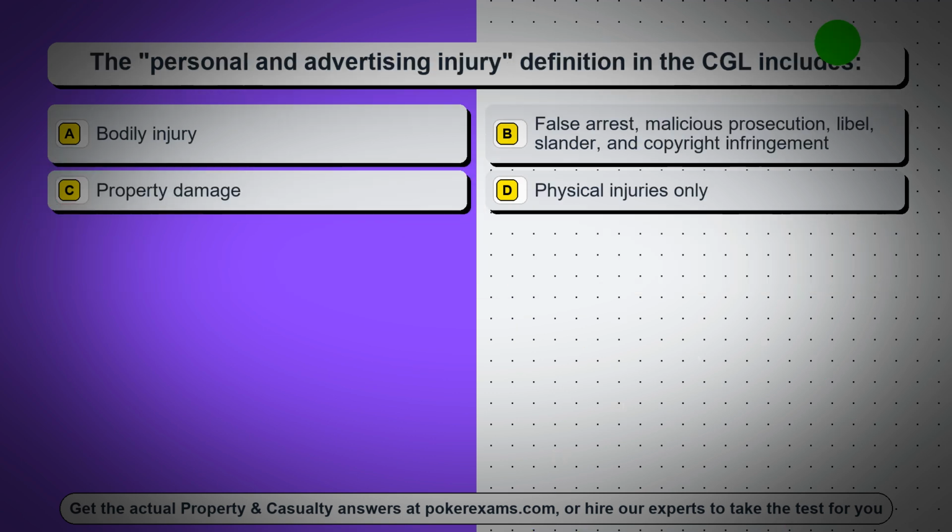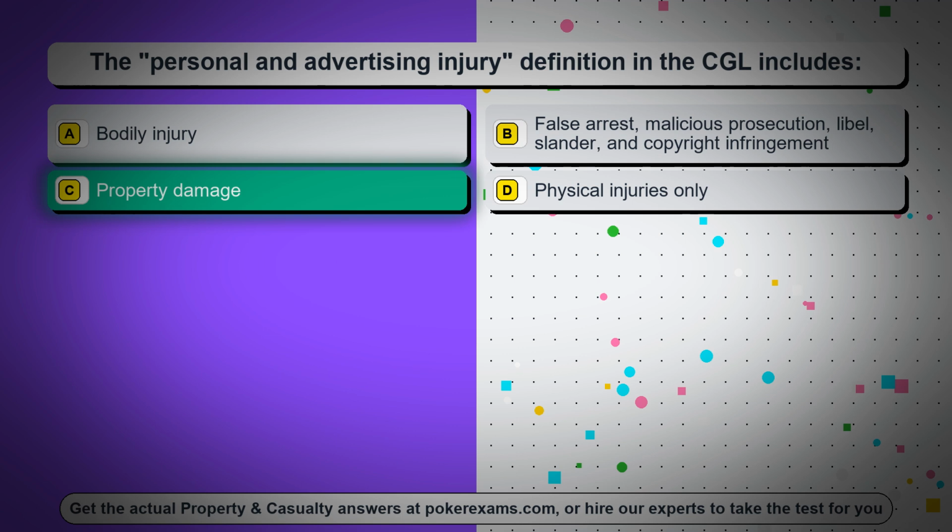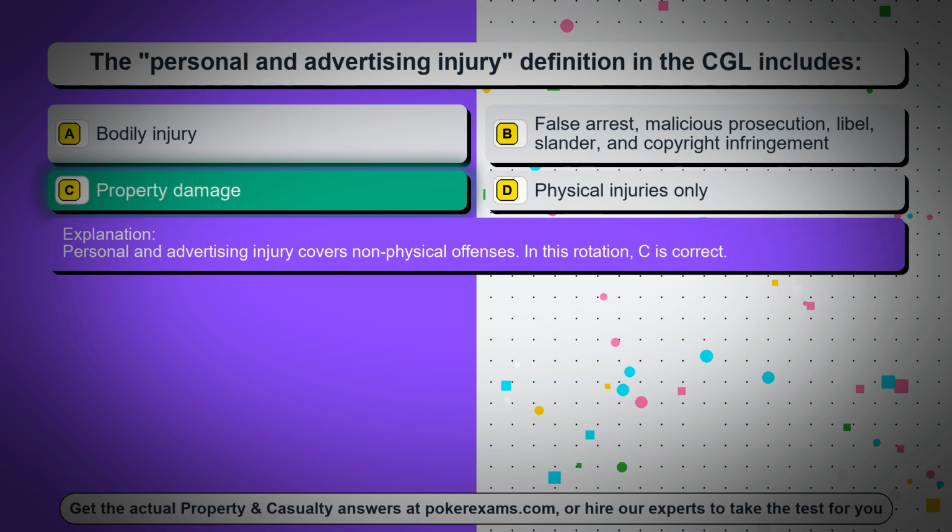Question 94. The personal and advertising injury definition in the CGL includes: Option A, bodily injury. Option B, false arrest, malicious prosecution, libel, slander, and copyright infringement. Option C, property damage. Option D, physical injuries only. The correct answer is option C, property damage. Personal and advertising injury covers non-physical offenses. In this rotation, C is correct.